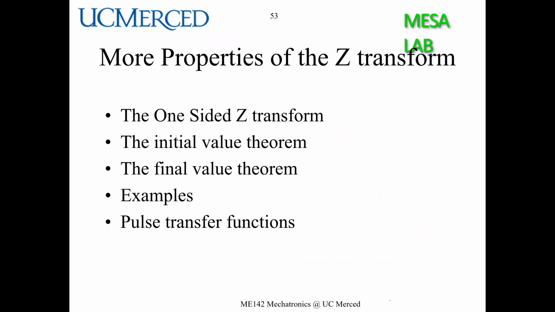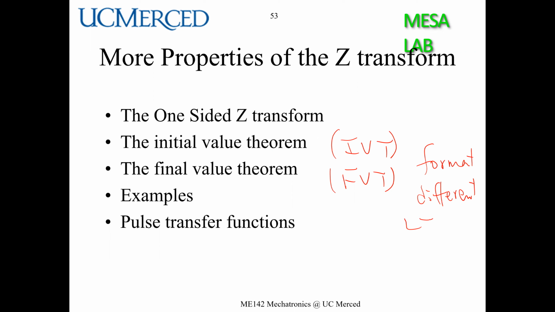Let's do more properties of the Z transform. We should have the IVT and FVT as well, and we're going to go through some examples: the initial value theorem and the final value theorem. I want to draw your attention that in a Z transform, the format is different from the Laplace transform. Very different. Sometimes people get confused.